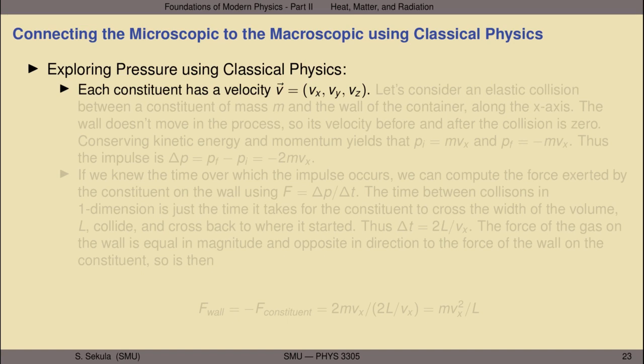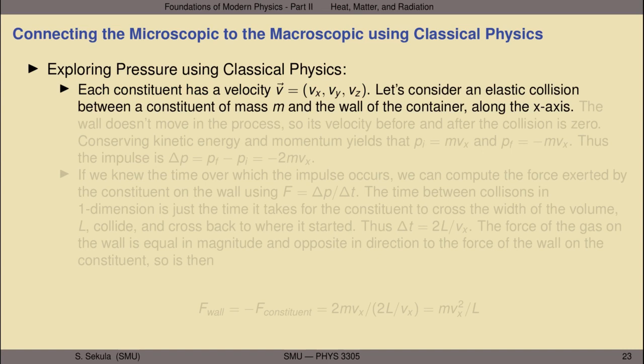Each constituent has a velocity vector at any moment in time with three components, an x component, a y component, and a z component. Now, since we're considering an ideal gas, we're talking about elastic collisions between a constituent of mass m and, for instance, the wall of the container along the x-axis. Let's only focus, for now, on the component of the motion of a gas molecule along the x-axis. Now, during these collisions, the wall doesn't move, and so its velocity before and after the collision is zero.